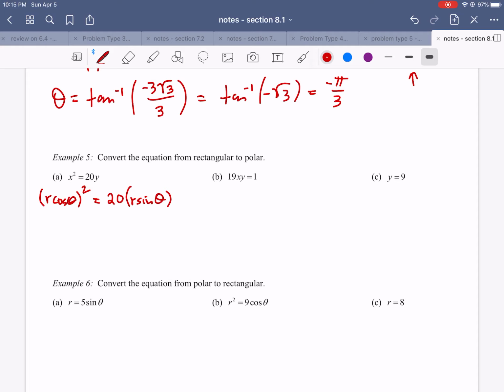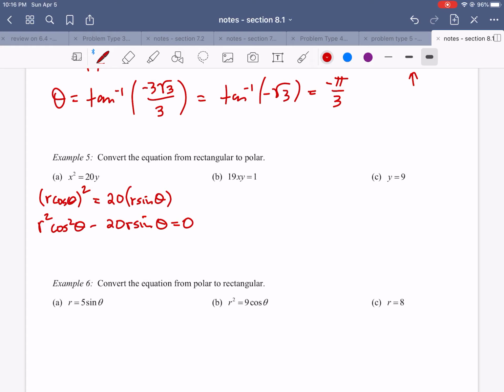Okay, and usually what we want to do is end up making this equal to 0 in some cases. That's what this one is going to be. If I square out this left-hand side, I'm going to get r squared cosine squared of theta minus 20r sine of theta is equal to 0. That's going to be a multiple choice question on your online homework, so you're going to see it in this form, where the equation is put equal to 0 by moving everything to the left-hand side. That's kind of why I'm doing it that way on the notes.